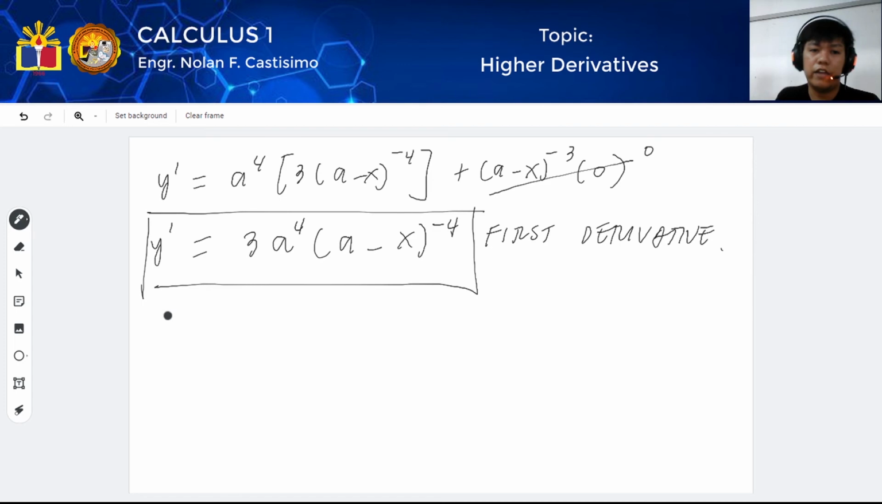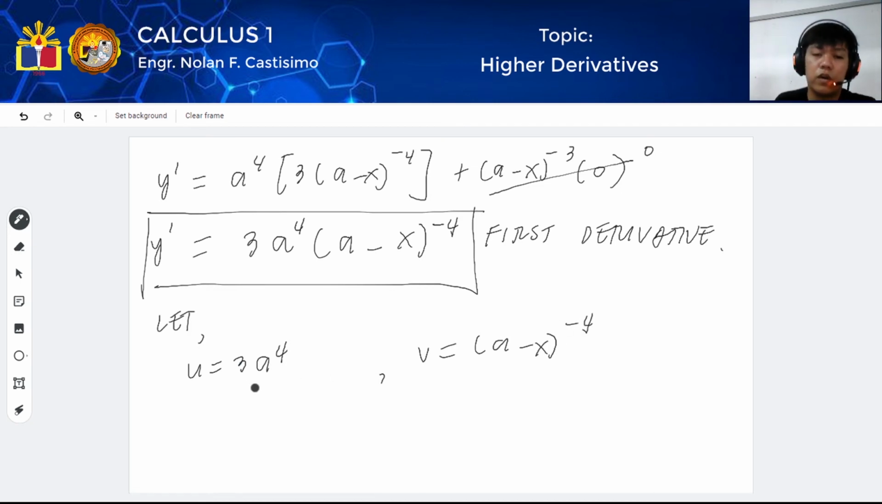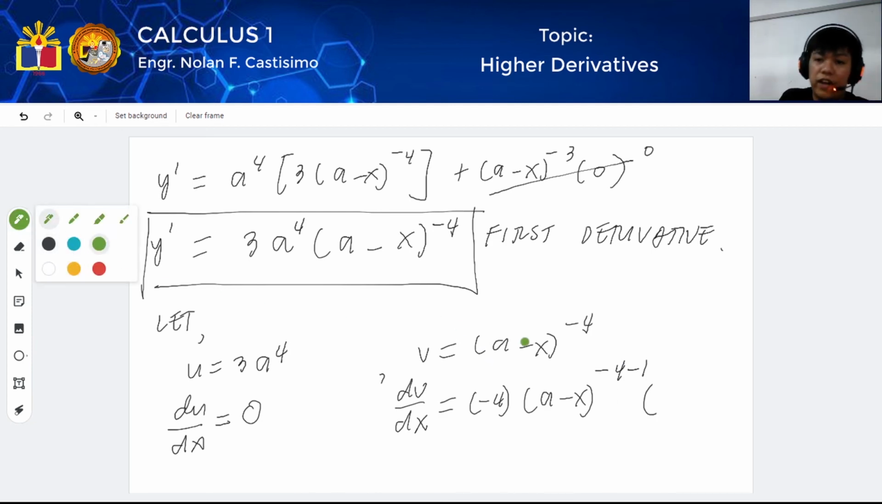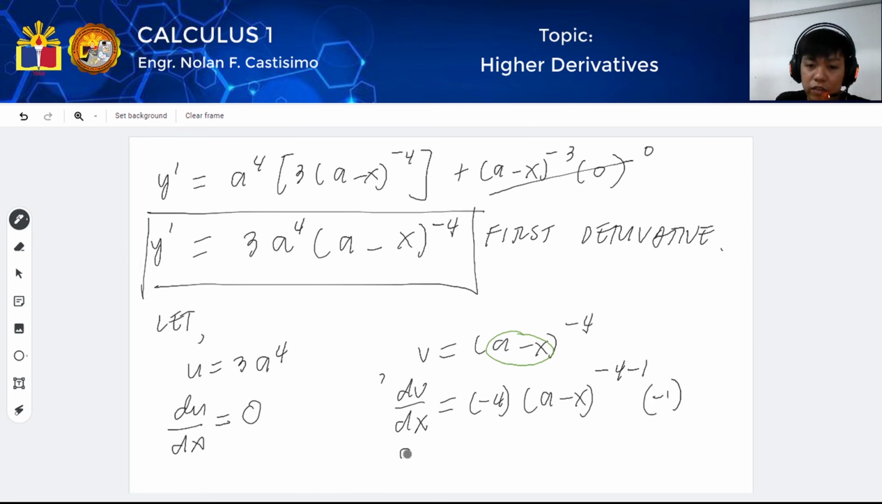So, mag-let ulit tayo dito. So, ang ililet naman natin dito is let u is equivalent to 3a raised to 4 and v is equivalent to a minus x raised to negative 4. So, katulad ng sinabi ko kanina, si a is constant. So, du over dx is equivalent to 0. Yan, 0 na yan. Now, dv over dx is equivalent to, so apply again chain rule, negative 4, a minus x raised to negative 4 minus 1, and the derivative of the terms inside of the parentheses. So, we now have negative 1 again. So, finalize natin yung dv over dx natin. Negative 4 times negative 1 is equivalent to positive 4. And a minus x raised to negative 5. So, yan na yung value ng dv over dx natin.